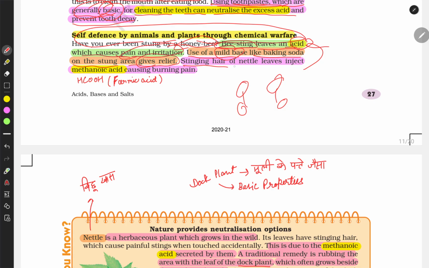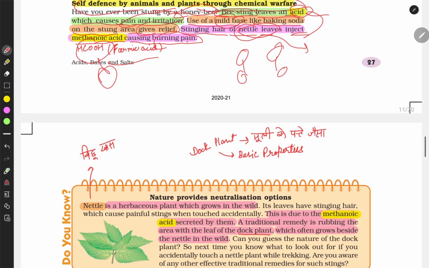The sting hair of the nettle leaf injects methanoic acid, causing a burning sensation. So there are also plants like this. This is the nettle leaf, which is mostly found in Himalayan areas, and in Hindi we call it bichhu ghas. Leaves of these contain stings, and these stings have methanoic acid, formic acid, and when we touch them, this acid goes into our skin and causes irritation and pain, and it can be relieved by using some baking soda, which is basic in nature.